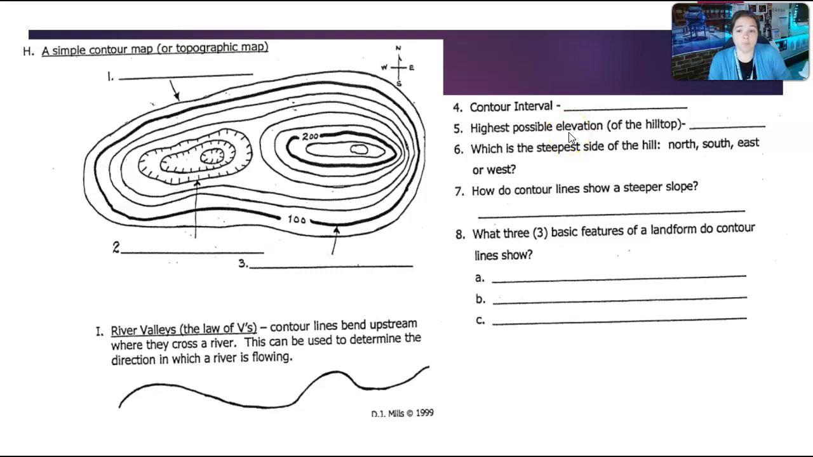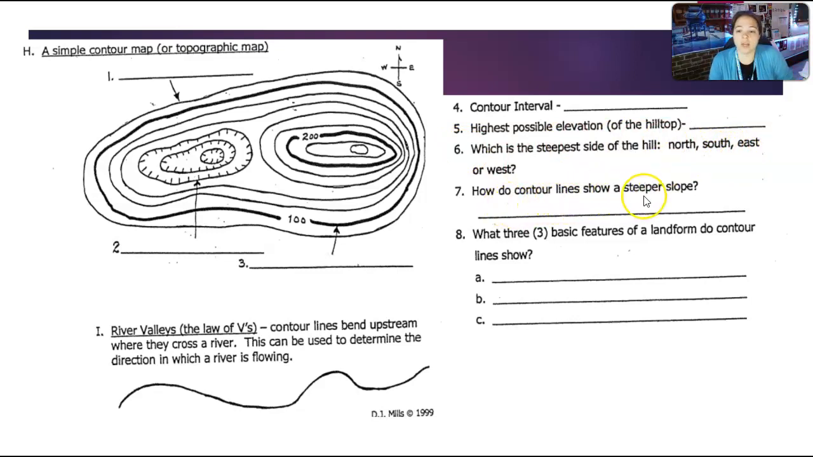What's the highest possible elevation of a hilltop on here? What could possibly be the highest right there? So figure out, based on your contour interval, what the highest is going to be. Please write it down, what you could possibly get right there. Which is the steepest side of the hill? Is it the north side of the hill, the south side of the hill, the east side of the hill, or the west side of the hill? This is a review from topography, but I want you to know it. So write down which one, or just circle which one.